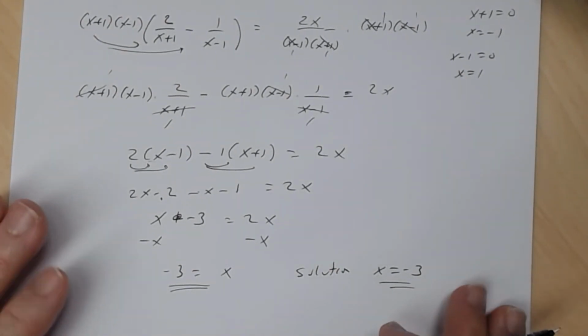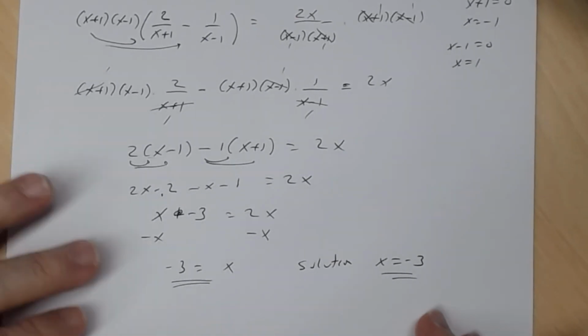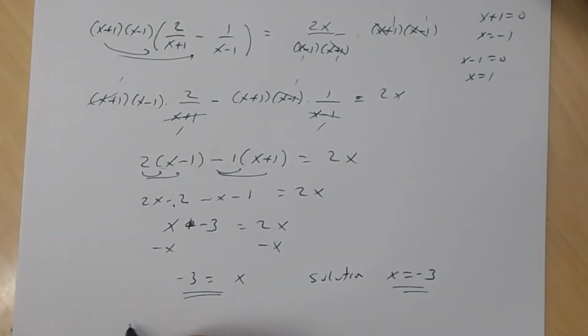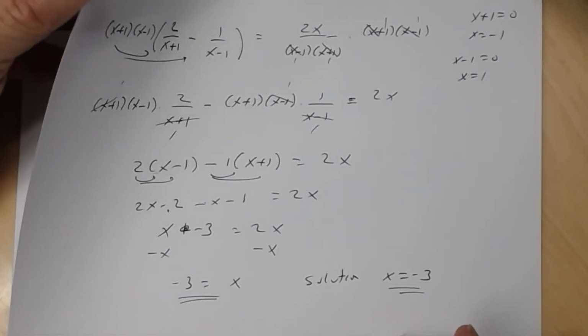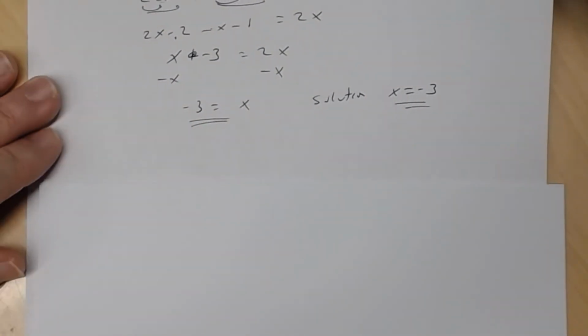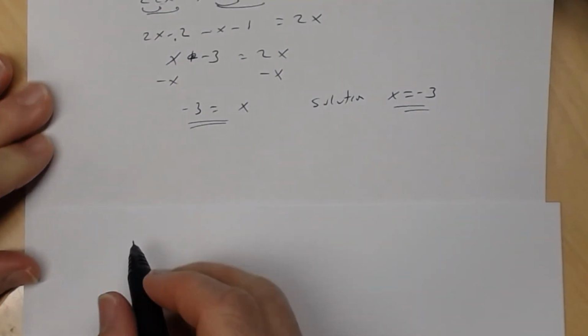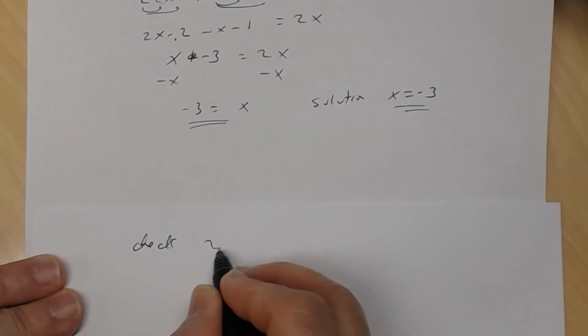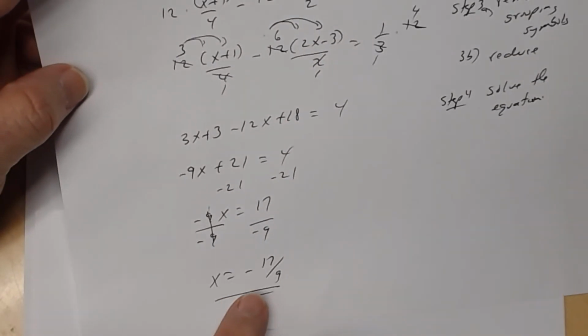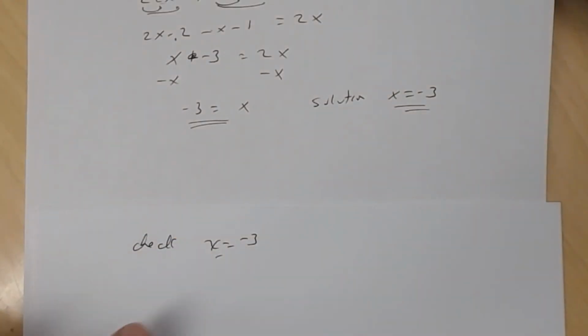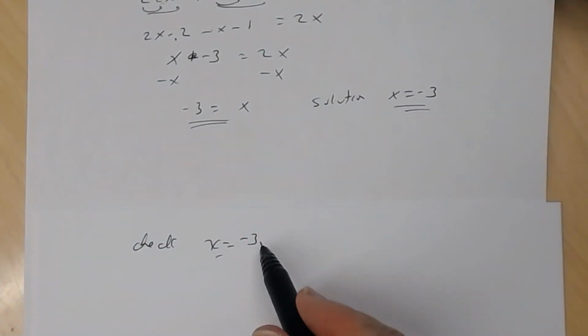Now I'm going to take the time here and just check this one. Let's just check to make sure that it actually does work. Now you're not going to have time to check this on a test or a final exam, but we can check it here. So let's check x equal negative 3. I didn't do the others because it's more difficult, since those were fractions. But since this one is just an integer, I'm going to go ahead and check it.